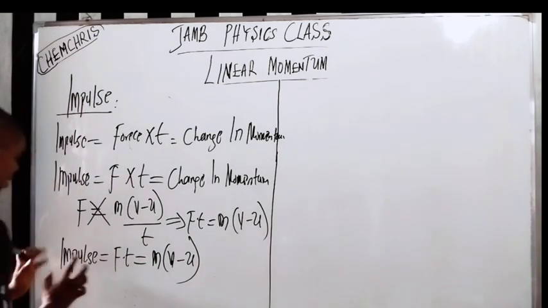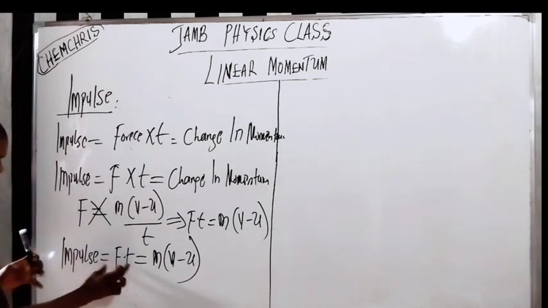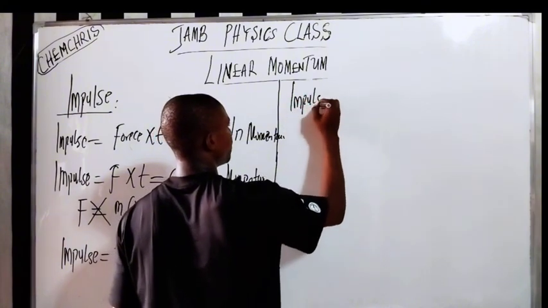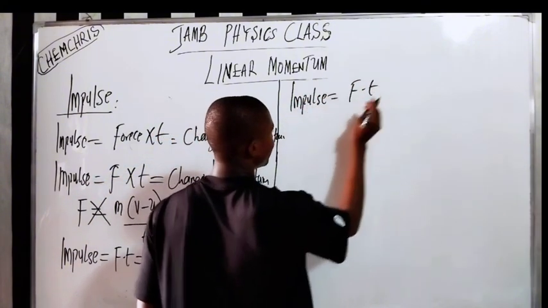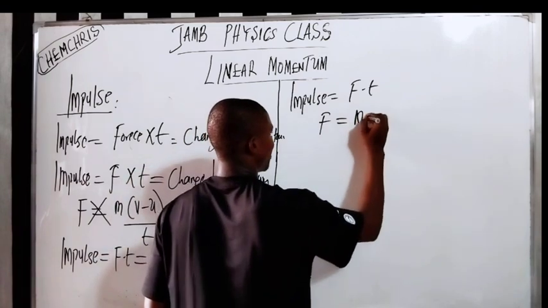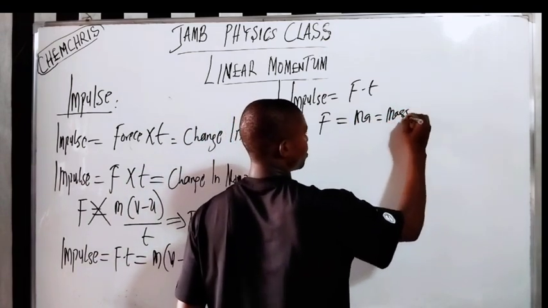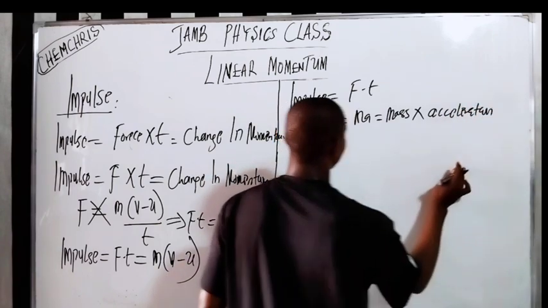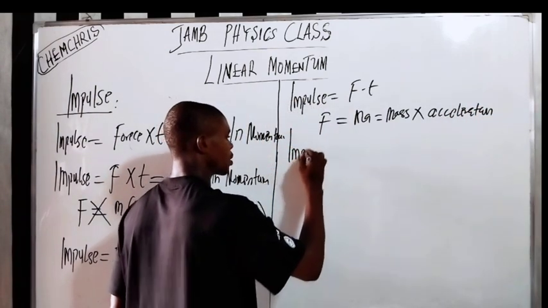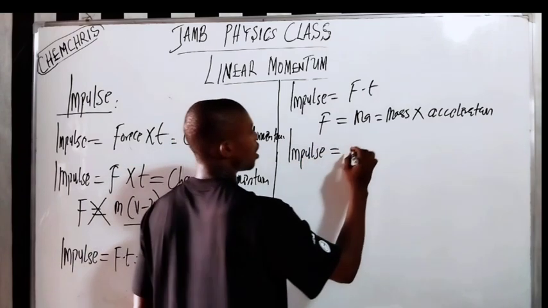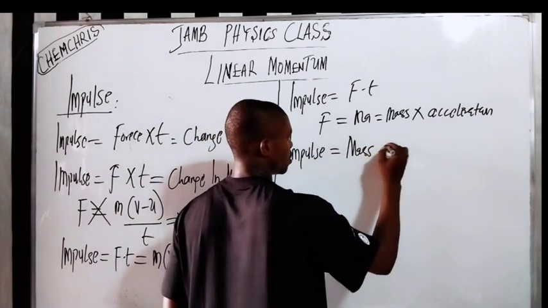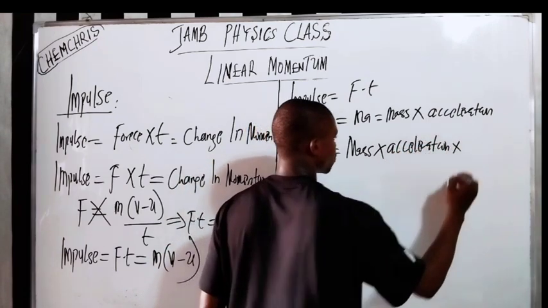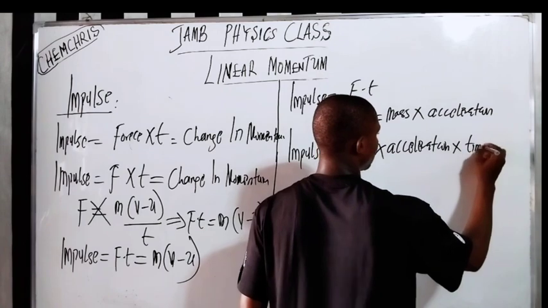If you look at it very well, our point of focus is going to be this one here. So you can now say impulse equals F T. Remember, F equals M A, which is mass times acceleration. So here impulse equals mass times acceleration times time.